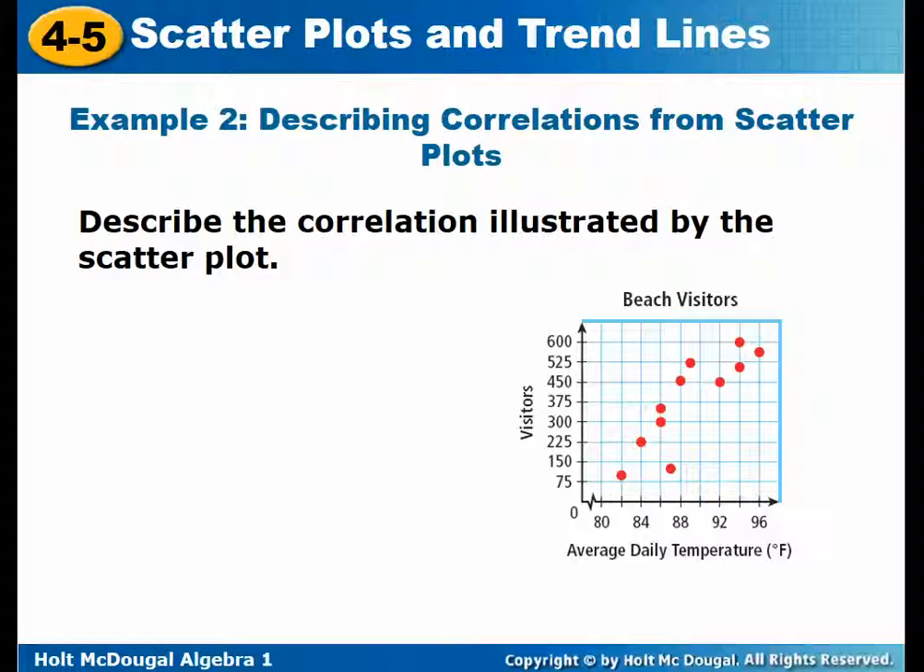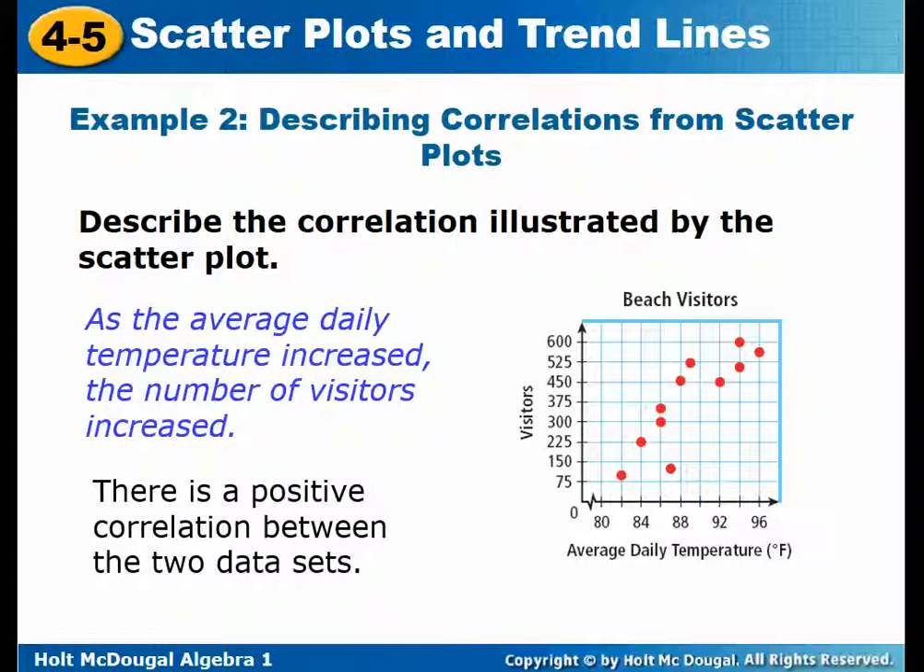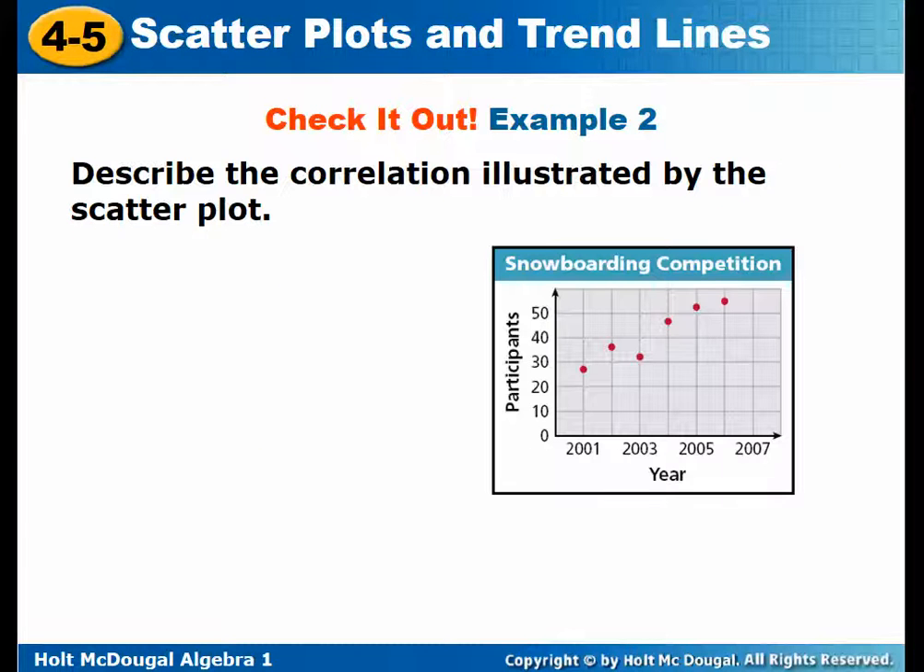So some of your problems on your worksheet, you're just going to be asked to describe the correlation. Sometimes that will be with a graph, and sometimes it will just be with a situation. In this example, we have a graph, and you can see that as the average daily temperature, the horizontal values, increase, so do the number of visitors to the beach. So this would be a positive correlation. As one increases, the other does as well.